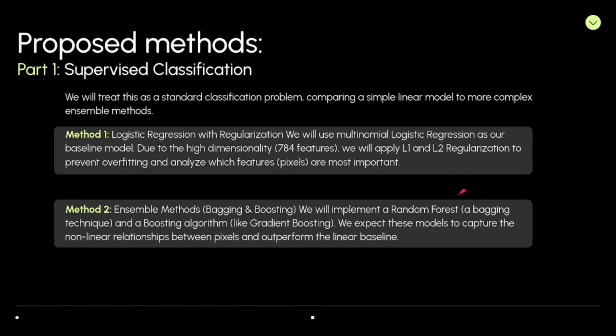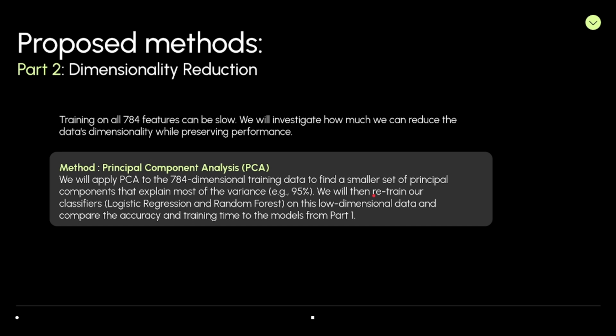So we have two parts for the evaluation. One is the supervised classification, which consists of the first method, which is logistic regression, with L1 and L2 regularization, and bagging and boosting, in which we will be implementing a random forest. For the second part is the dimensionality reduction, in which we try to capture the most important characteristics with fewer components.